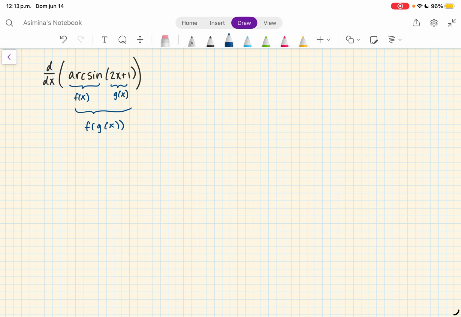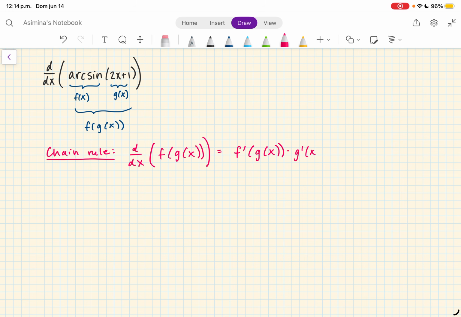And now we want to take the derivative of this. So what do we want to use? Well, we have the chain rule that tells us how to take the derivative of exactly this. So let's recall what the chain rule tells us. The chain rule tells us that the derivative of f of g of x is equal to the derivative of f, so f prime of g of x, times the derivative of the inside function, so times g prime of x.